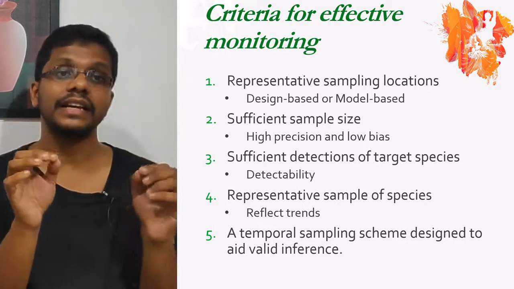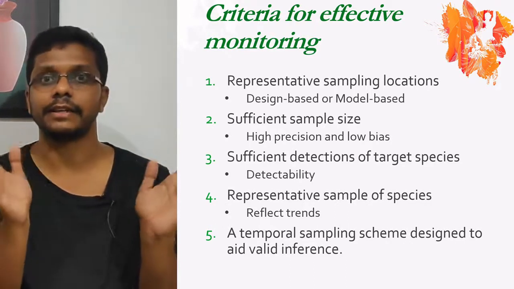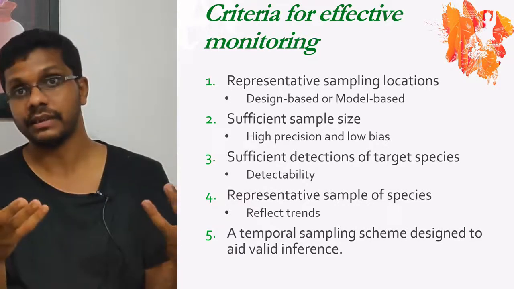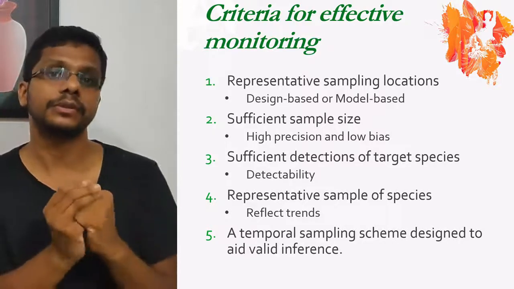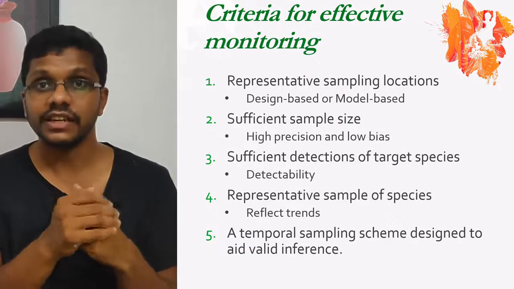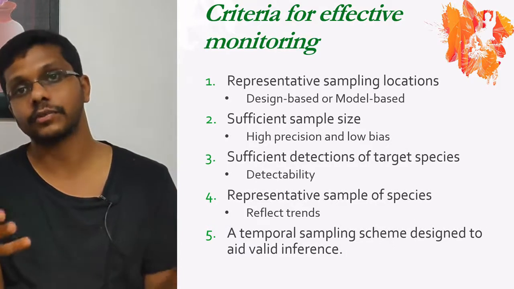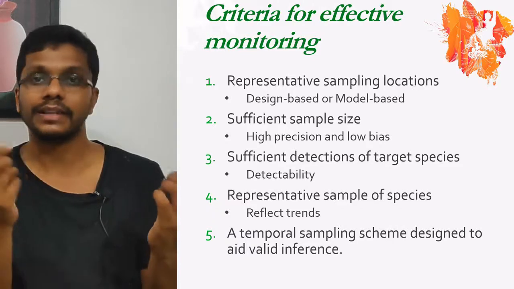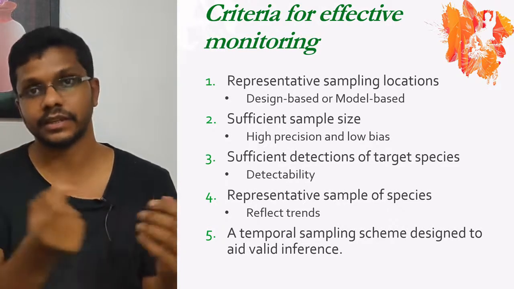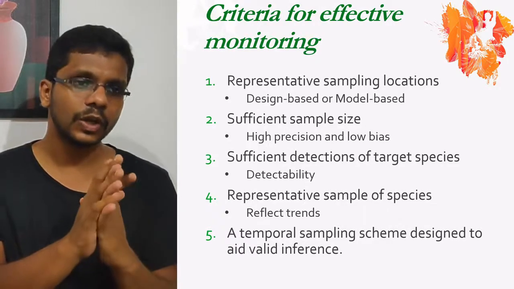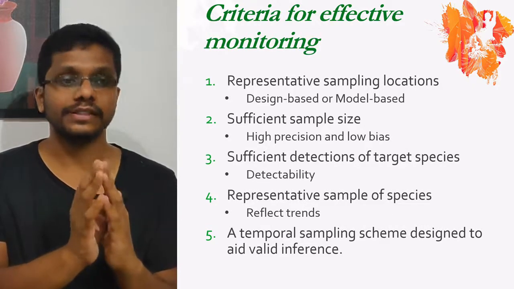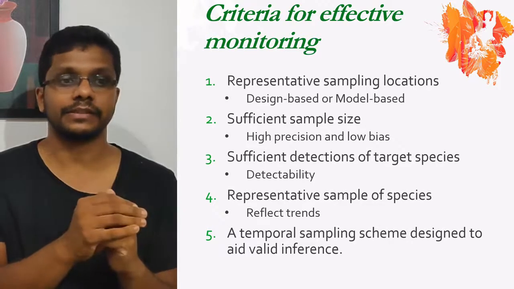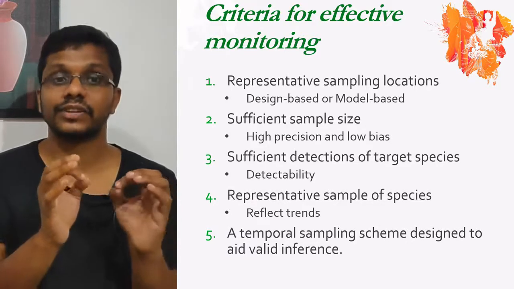So what I am telling is that each and every species has a detectability. Some of them are easily detectable, some of them are not easily detectable. In case of animals, if you want to document the population of elephants, it is much easier than documenting the presence of an insect. So the detectability for elephants is high, but detectability for an insect is very low. So in order to have a good biodiversity monitoring, we should consider the detectability of the species. Sufficient detection of target species is essential.